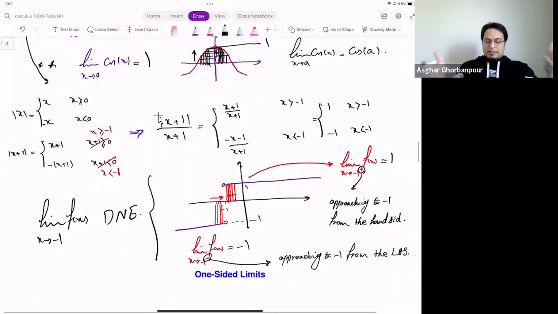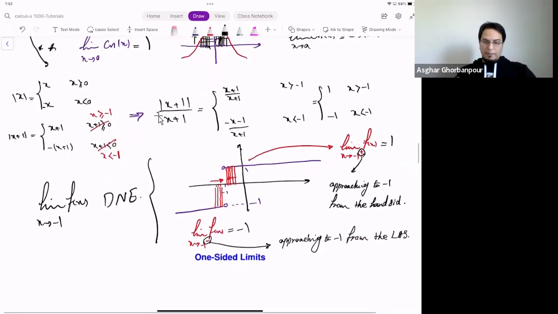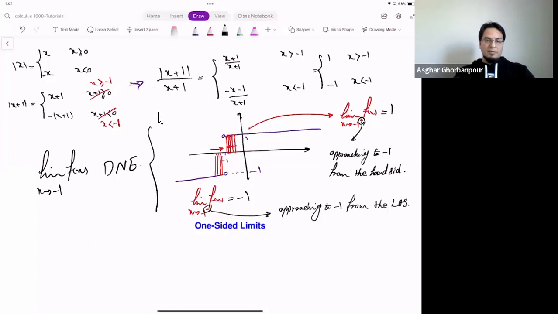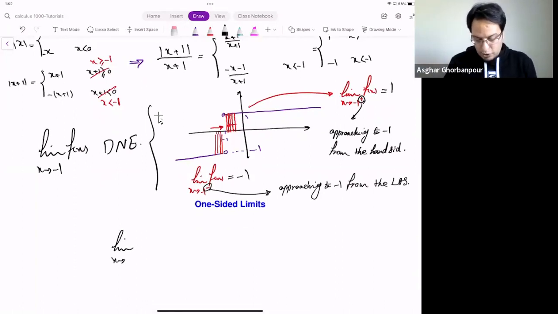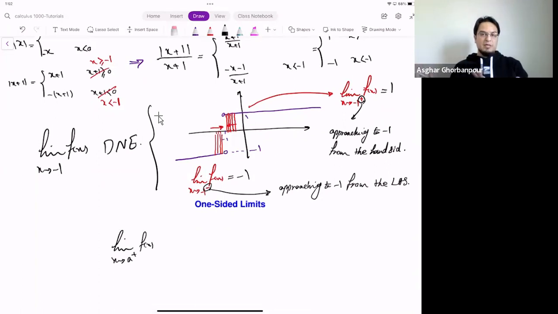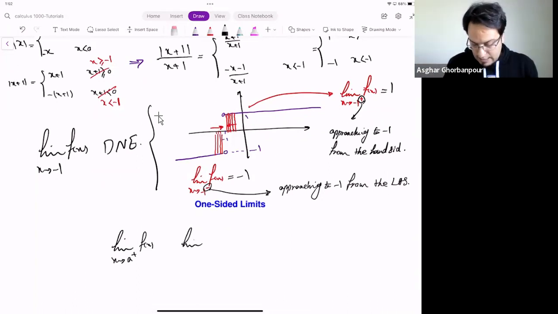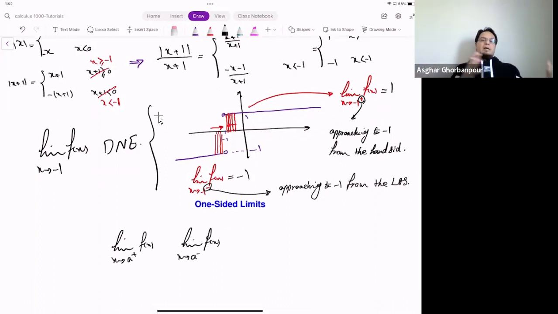That's an example for us to start a topic called one-sided limits. As you saw, when I say the limit of a function as x approaches a number from the right, it means I'm restricting myself to the right-hand side values of a. From the left, it means I'm getting closer to a from the numbers less than a.